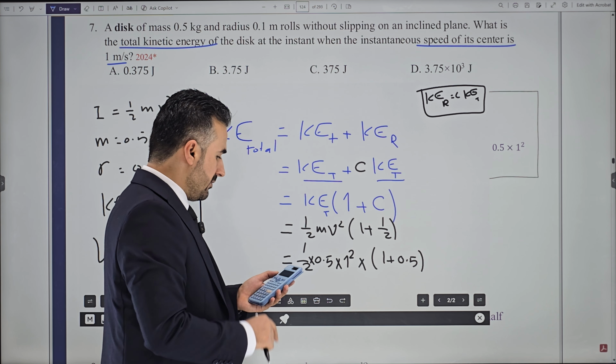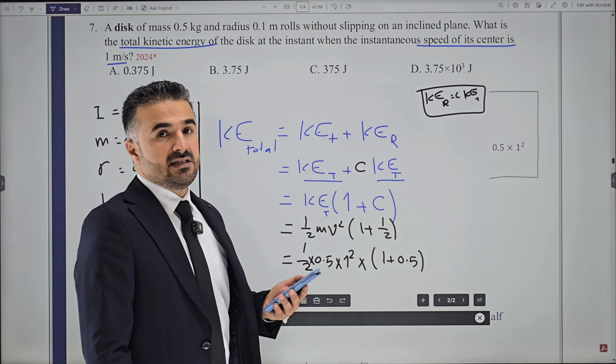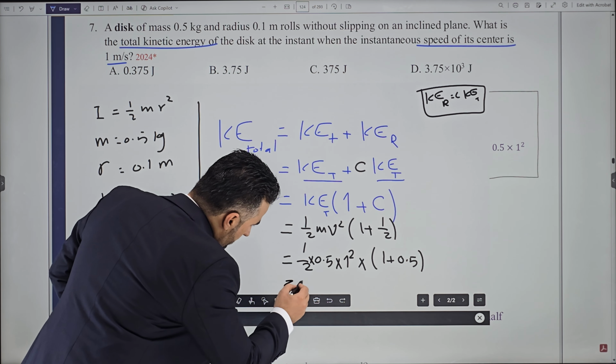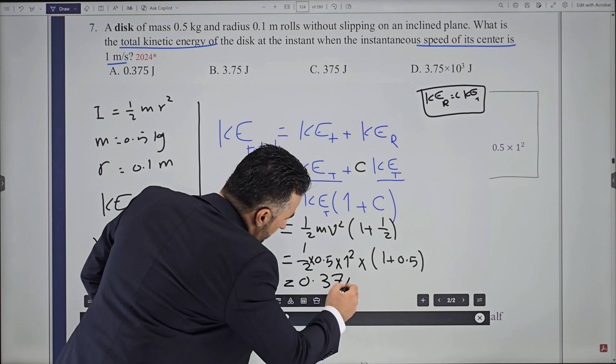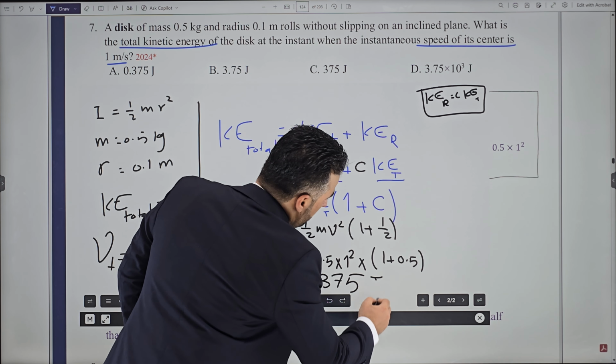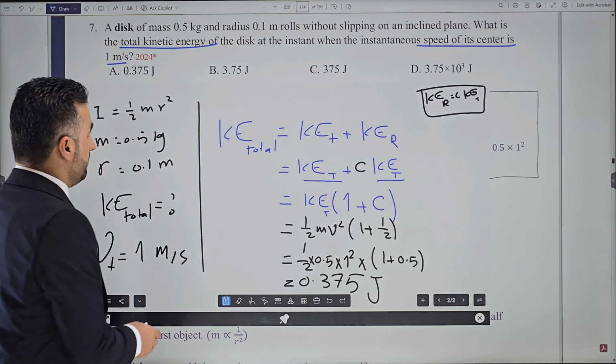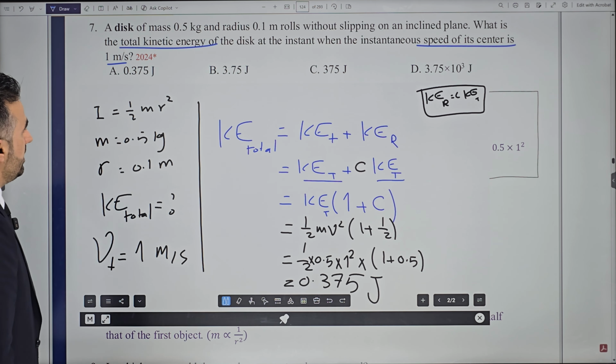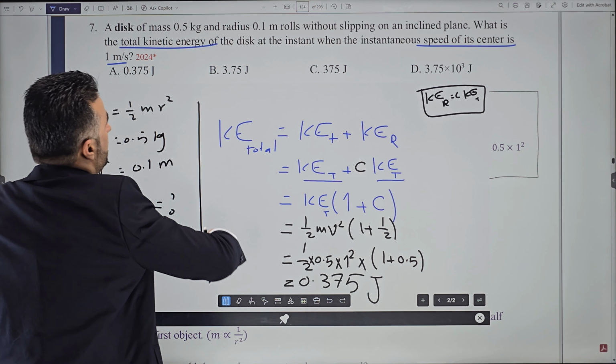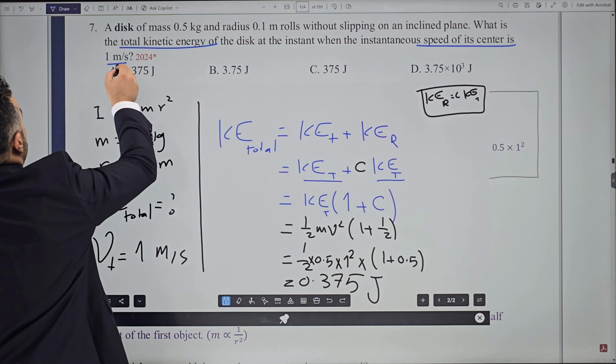The answer is going to be 0.375. What is the unit of energy? It is in joules, and that is the answer. So which one is it now? Option A, B, C. It is option A.